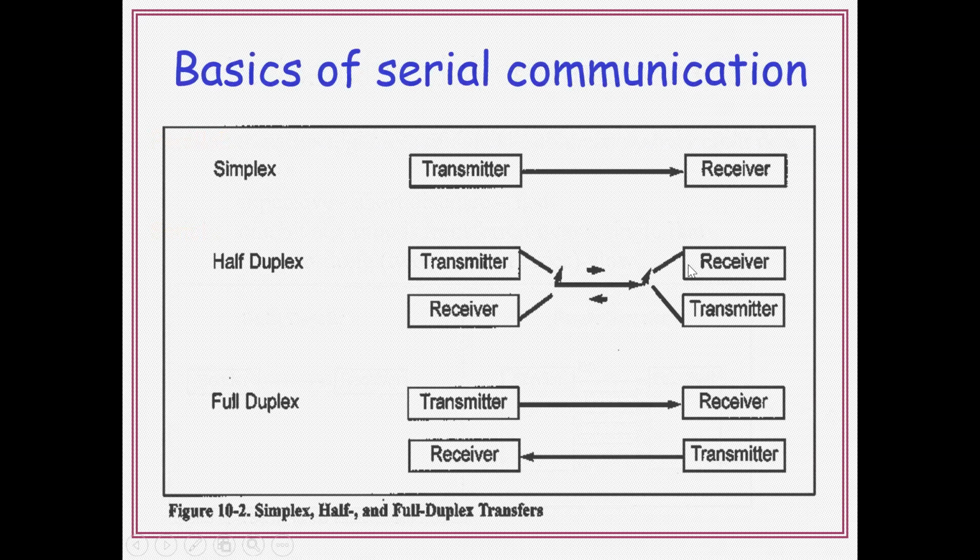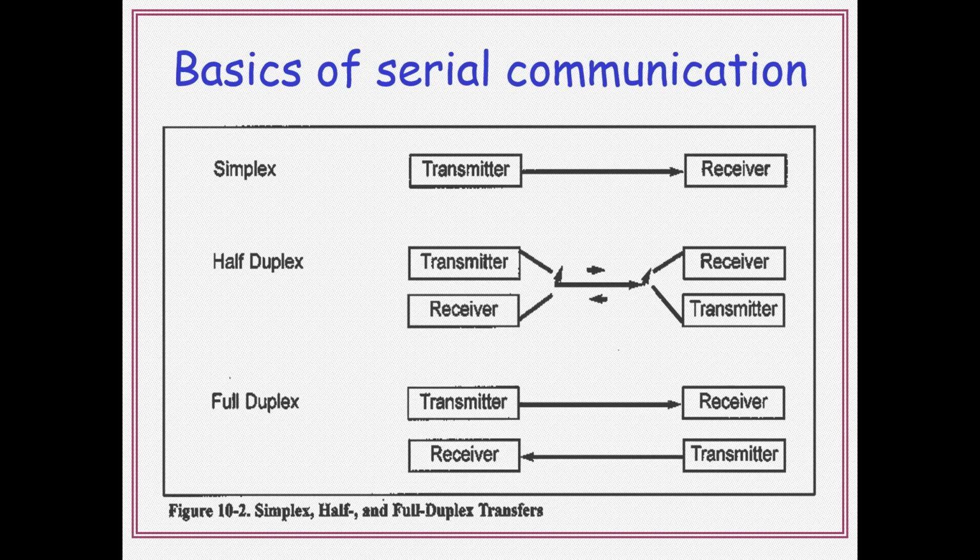And next, communication modes: simplex is available, half duplex is available, full duplex is available. Simplex is also called one-way communication, which transmits data from the transmitter to the receiver. The best example for simplex is a printer. Data transmitting from the CPU to the printer is called simplex communication.